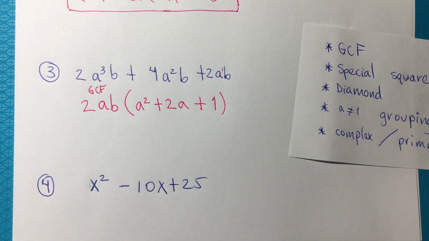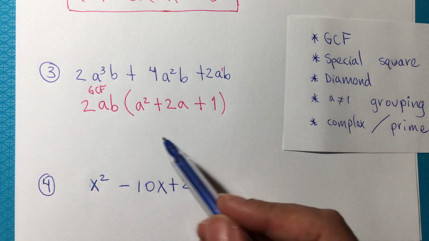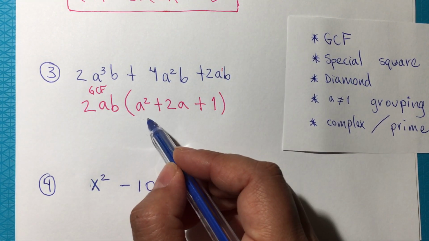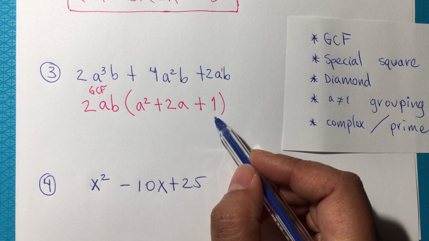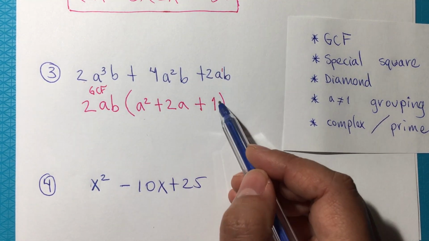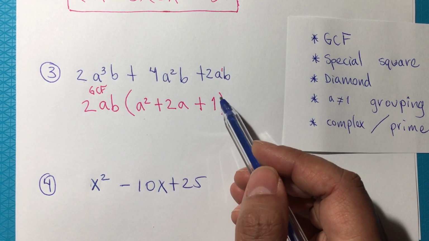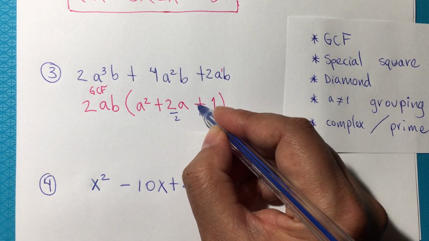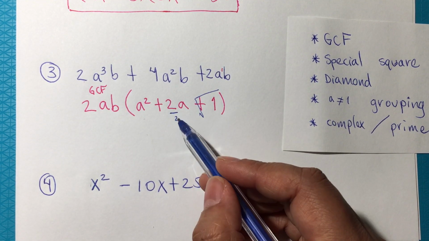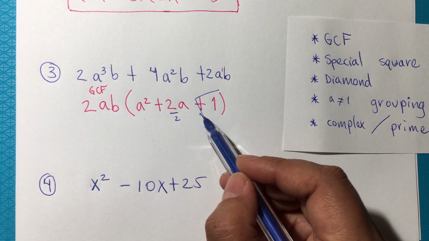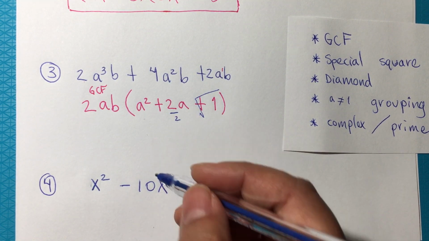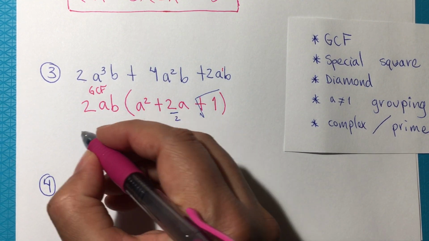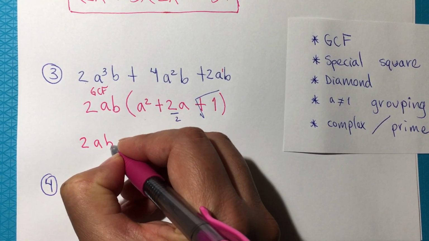The next thing that you need to do is see if whatever you got after dividing by the greatest common factor can be factored even more. And this is a perfect square, and some people don't know it. If we divide 2 by 2 and take the square root of 1, 2 divided by 2 is 1, and the square root of 1 is 1 also. So that's, again, the special square, the perfect square. And so this one we just bring down.